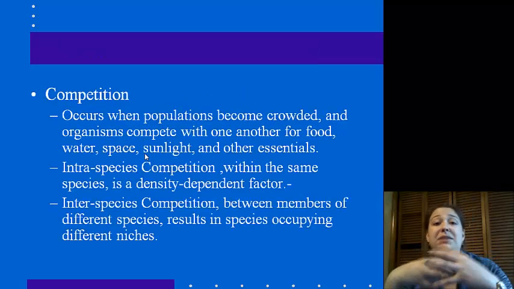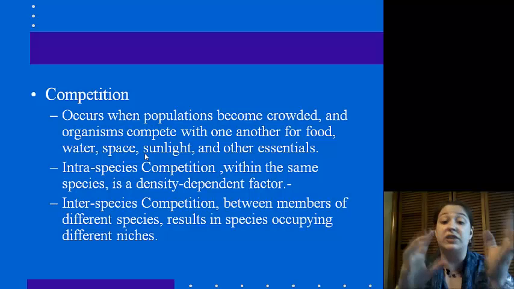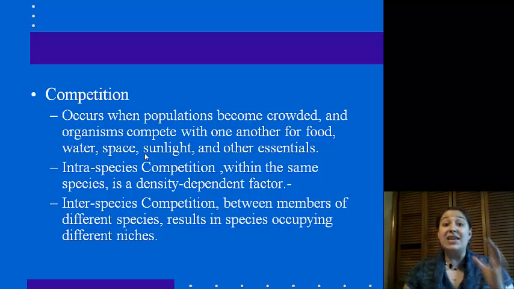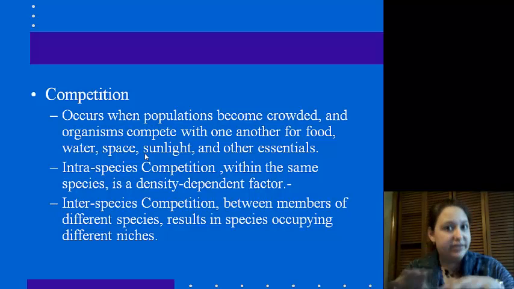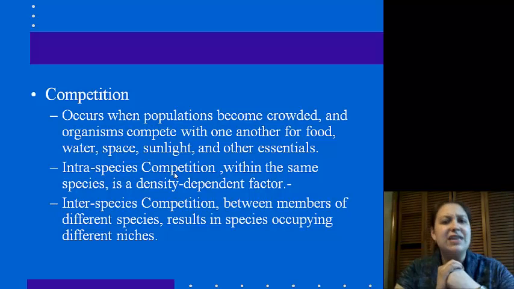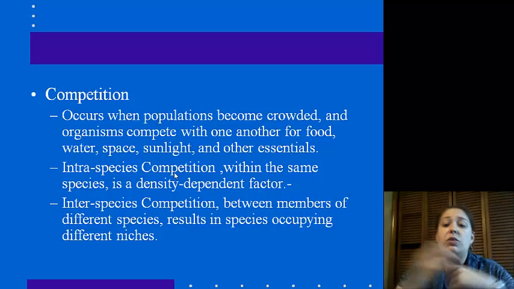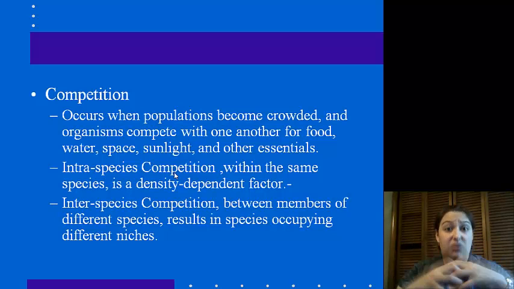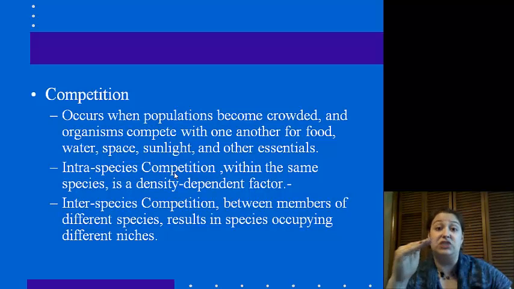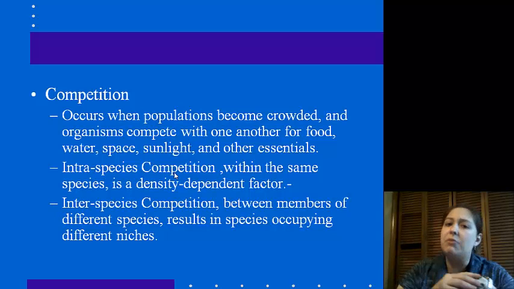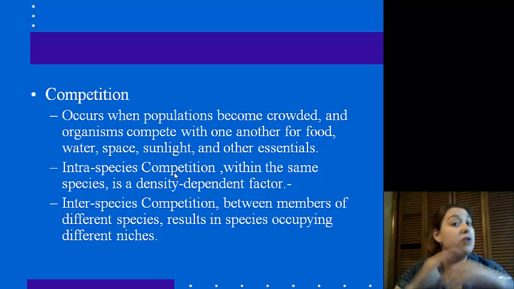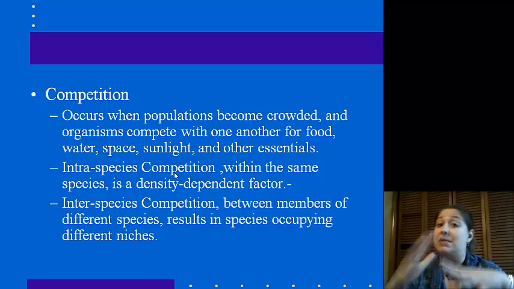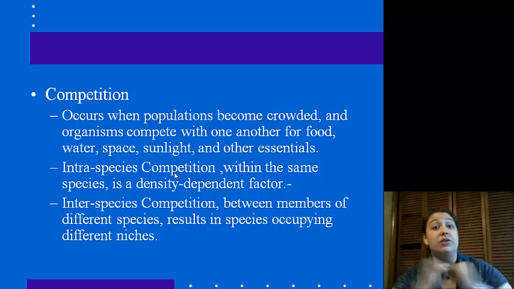Competition occurs when a population becomes crowded and organisms compete with one another for food, space, water, sunlight, and other essentials. We have intraspecies competition within the same species. We also see interspecies competition, which is members of different species competing. This tends to result in the organisms occupying different niches or different jobs. Because remember, with competitive exclusion, no two organisms can inhabit the same niche at the same time in the same place. One will have to go and do something else.